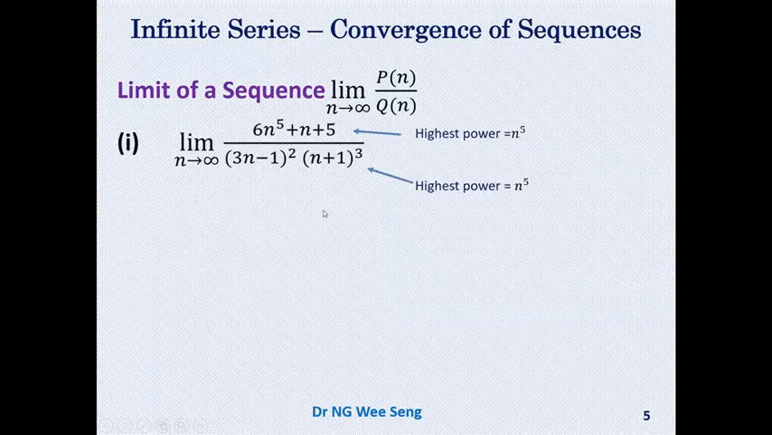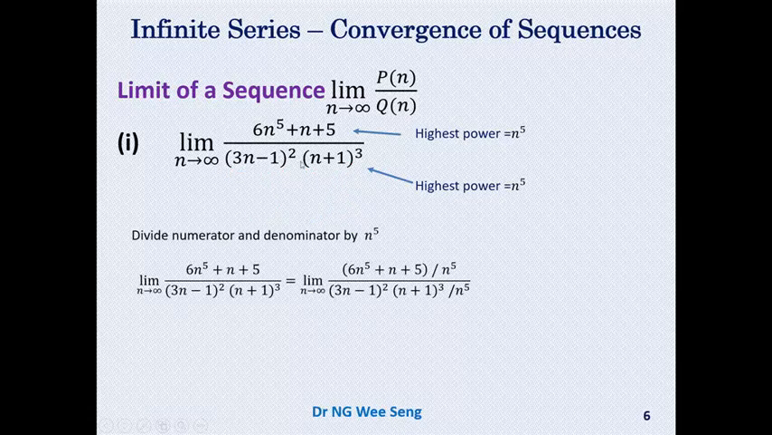So let's look at the first example. Obviously, the first thing to do is to look for the highest power. In the numerator, the highest power is n power 5, that's quite obvious. As for the denominator, we can find that the highest power is also n power 5. That's because from the first term, you get highest power n squared. The second term, highest power is n cubed. So together, highest power is n power 5. So the conclusion is, the highest power you can find in this function is n power 5. So we are going to divide both the numerator and denominator by n power 5.